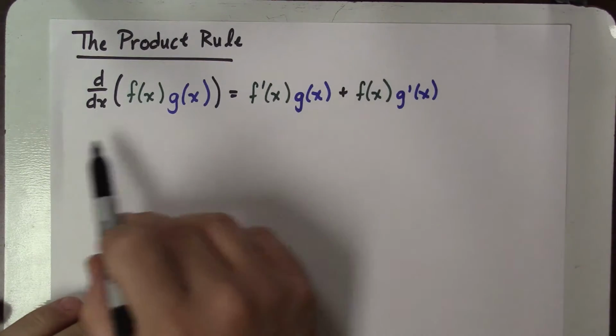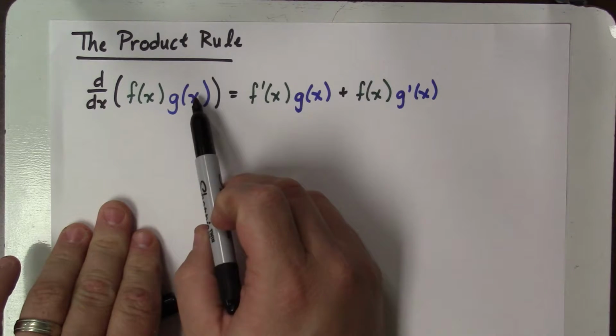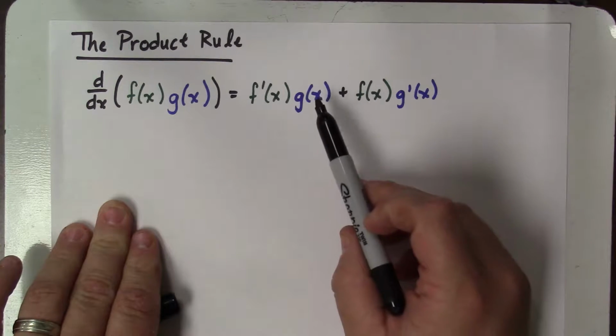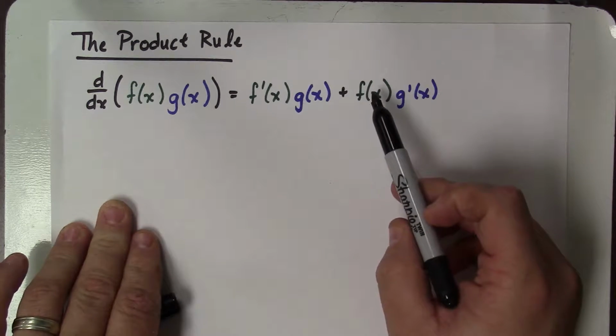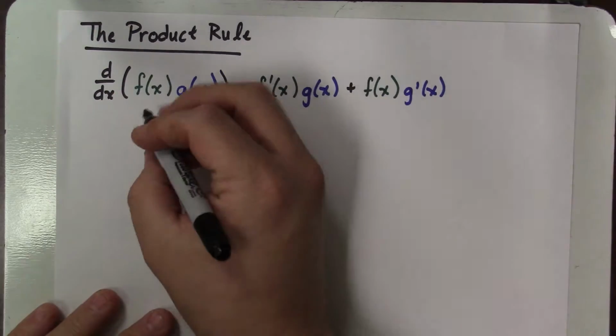I have here the definition from your textbook. The derivative with respect to x of the product f of x, g of x equals the derivative of f times g of x plus f times the derivative of g. I'm going to write this slightly differently.